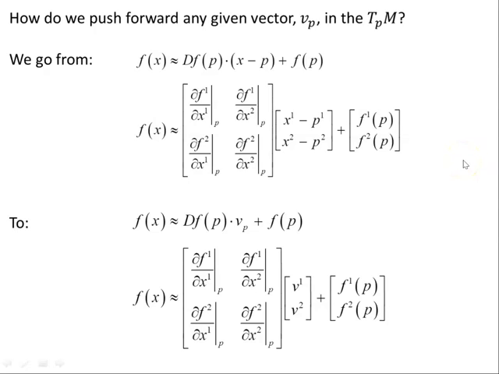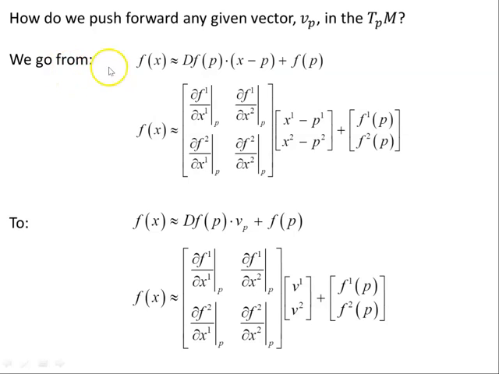I can't emphasize enough, if you go back to that first one-dimensional example, the high school gradient thing, where df of p was used to approximate the curve f of x at the point p. So how do we push forward any given vector vp? Rather than just x minus p now, we're going to talk about any vector in the tangent space: electric field vector, magnetic field vector, some other velocity vector in some tangent space on some manifold, particularly in general relativity. We want to push that forward to another manifold. All right, how do we do that?